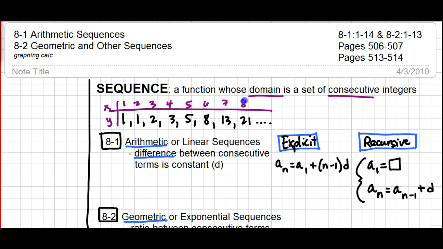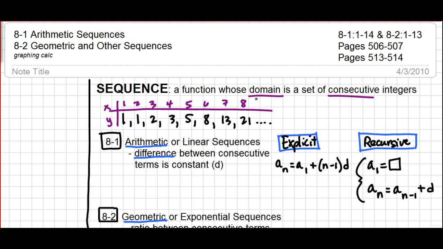And so those consecutive integers represent what term number you're on. So if you're looking for term number 1, you know that's going to be the number 1. Term number 2 is the number 1 in this case. Term number 3 is the number 2, and so on. So the domain is the x values, and it represents consecutive integers because the sequence goes in order. And the domain represents the term numbers.